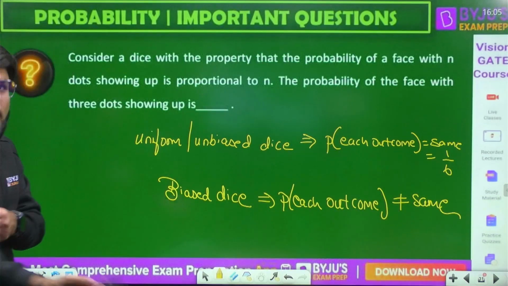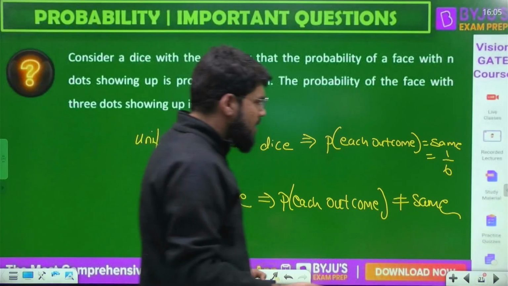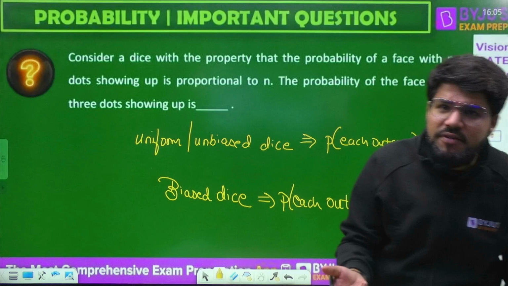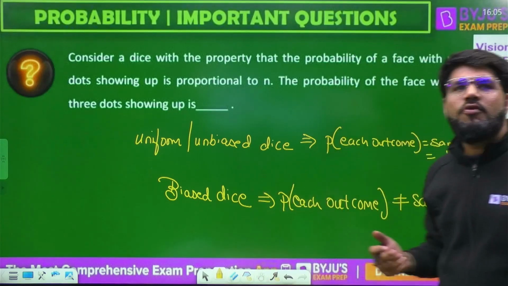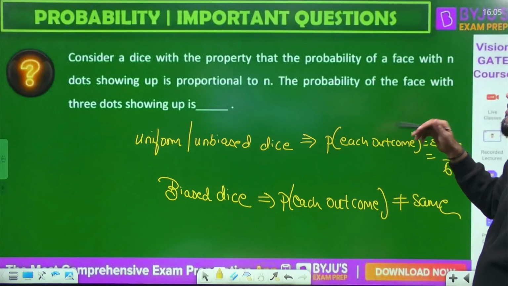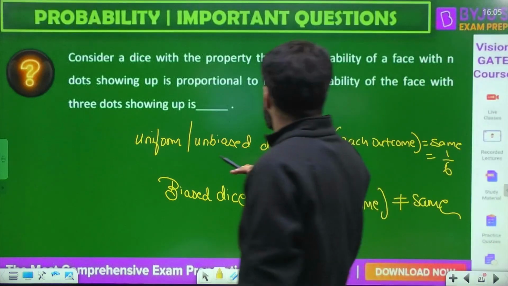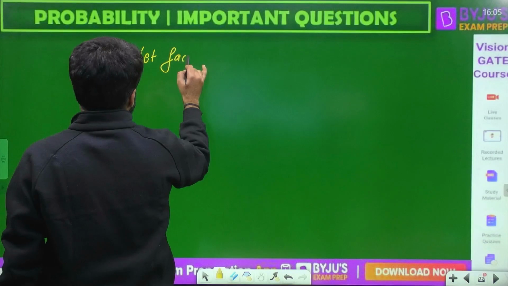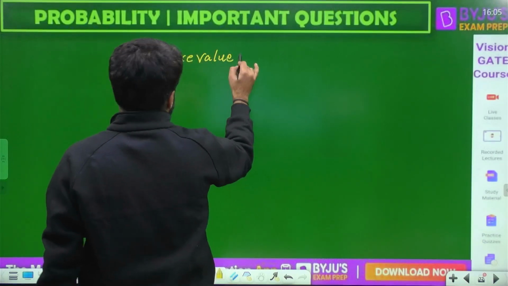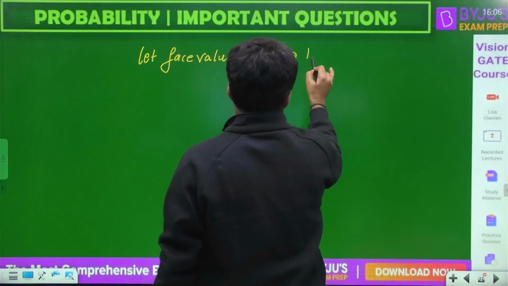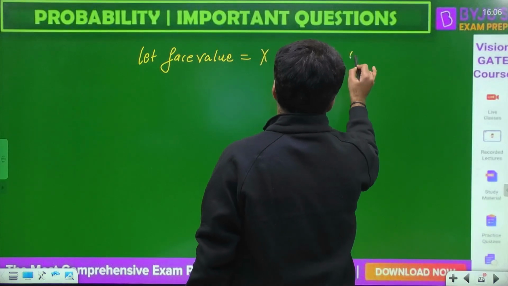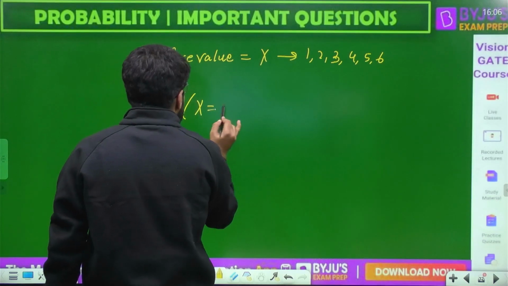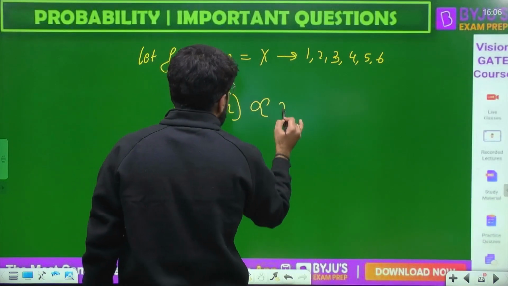Okay, now if it is the same, we know it is 1/6. If it is not the same, then what is the probability of every face that they have to tell you, and that is informed here. The probability of a face with n dots showing up is proportional to n. Suppose the face value is x, where x could be 1 or 2 or 3 or 4 or 5 or 6. What they're telling you is that the probability that x takes the value n is proportional to n.